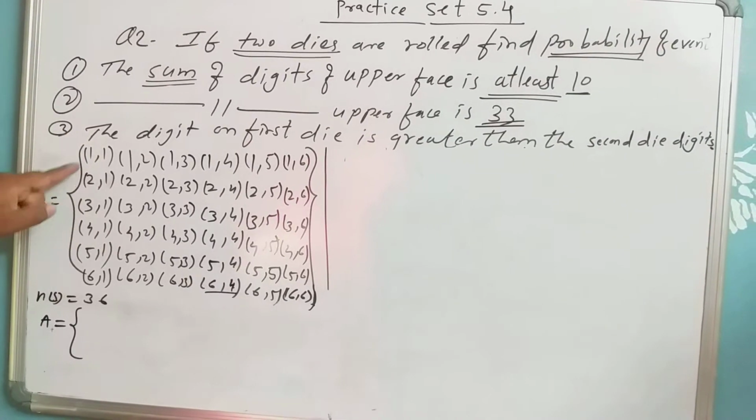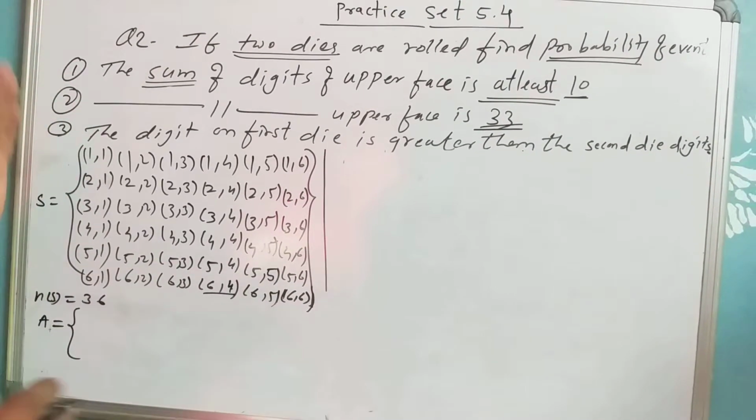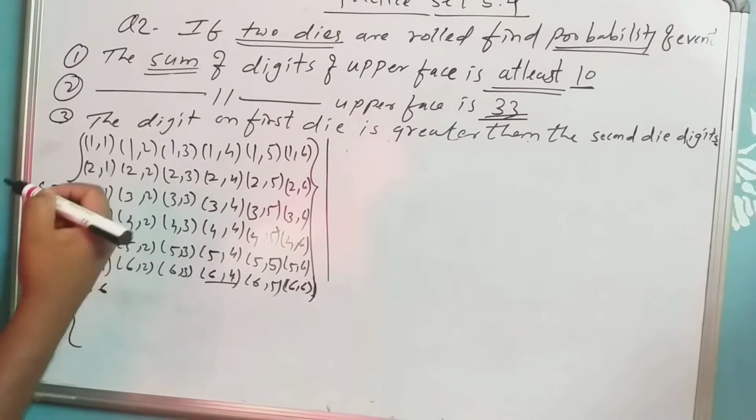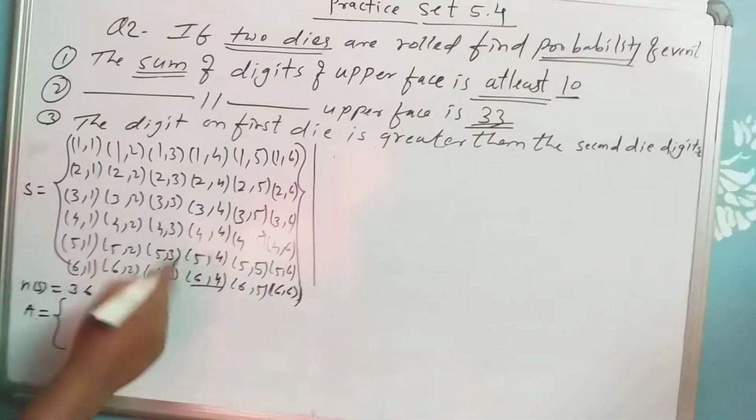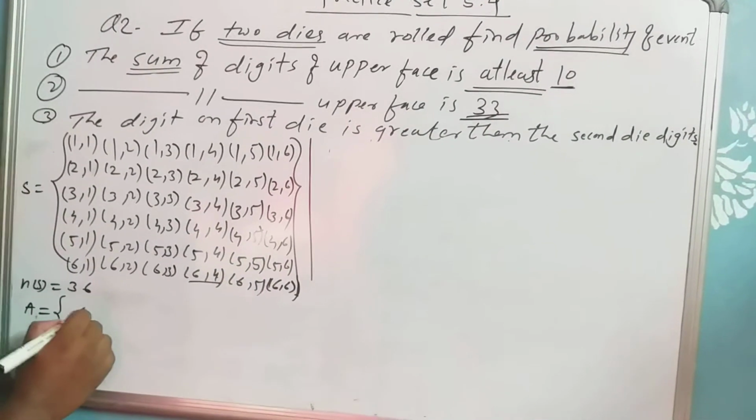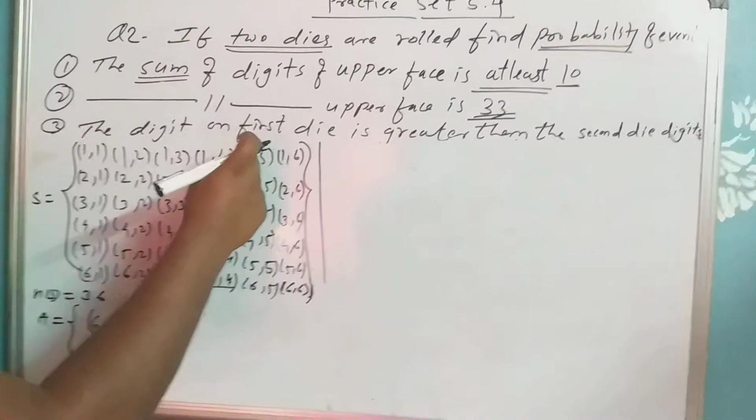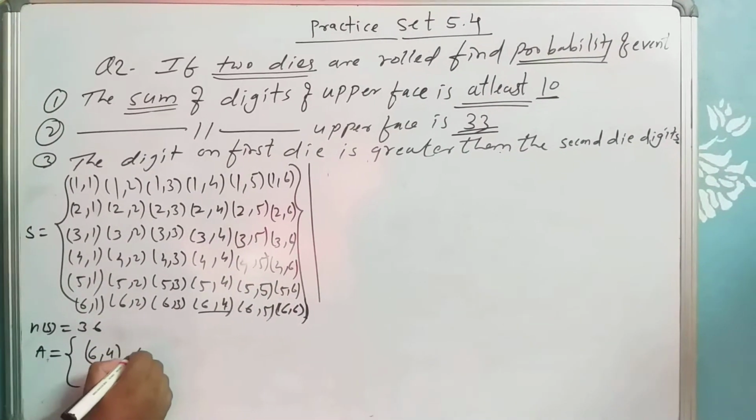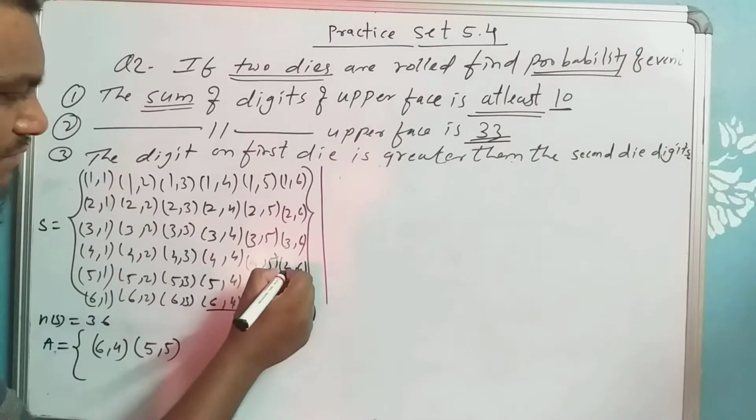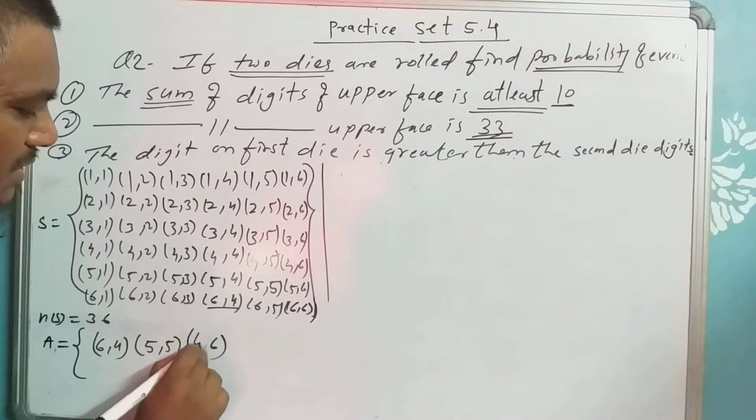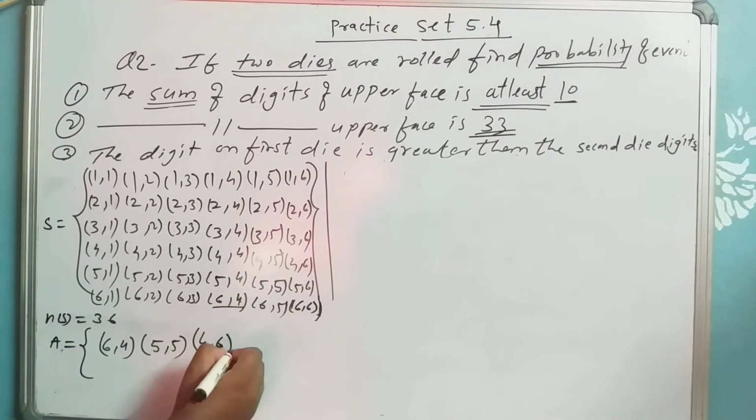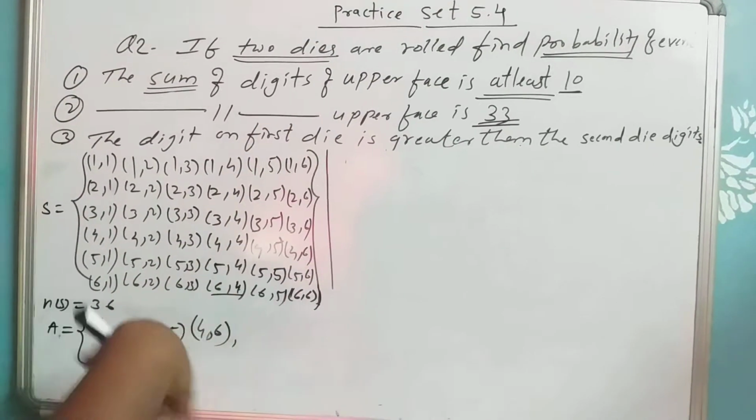In the first column, 1 plus 1 is 2, which is not asked. They have asked for at least 10 and above. The first column has none, the second column also has none. In the fourth column, 5 plus 3 is 8, 6 plus 3 is 9, so in the fourth column we get 6 comma 4. In the fifth column we see 5 comma 5, which means 5 plus 5 is 10. The sixth column has 4 comma 6, which means 4 plus 6 is 10.